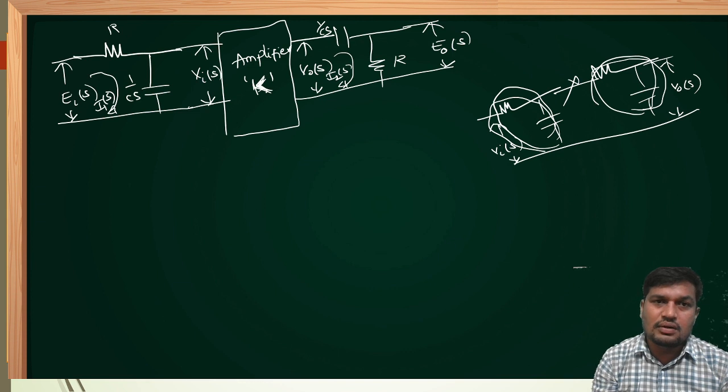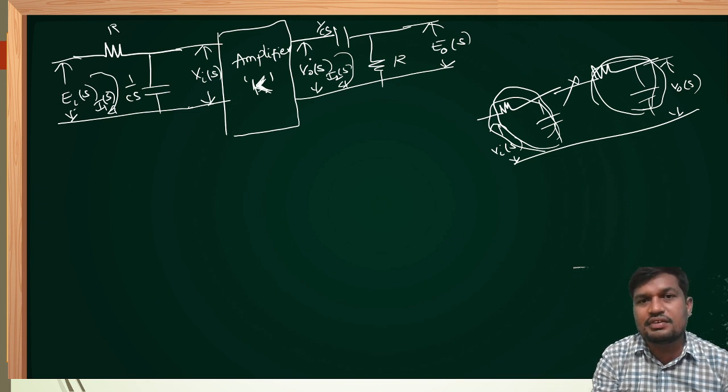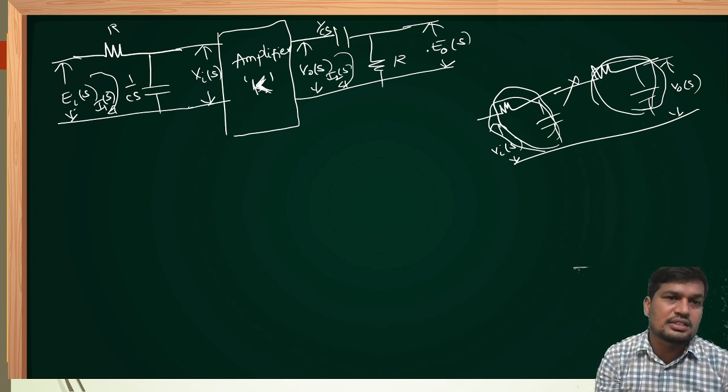For that I have given control system technique. But in this case, this is the input voltage and it is going to feed the RC circuit. The output of the RC circuit acts as input to the amplifier. The amplifier output V naught of S acts as input to this RC loop, and this RC loop is providing the output. Therefore, all the blocks are in cascade.